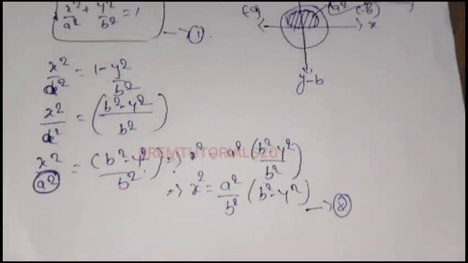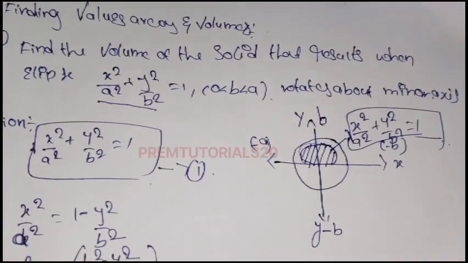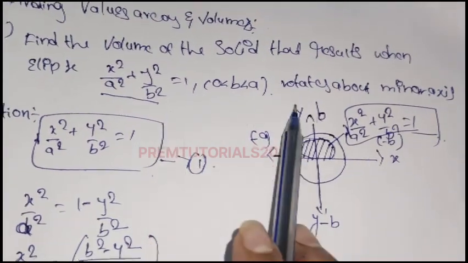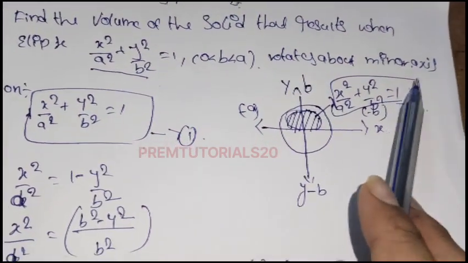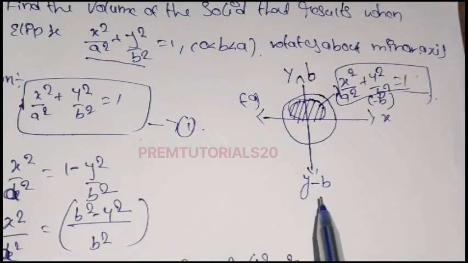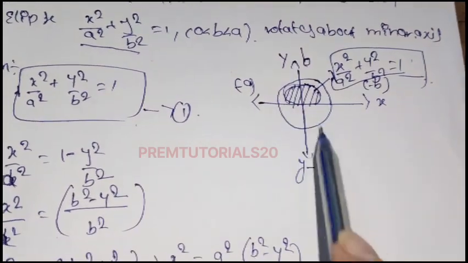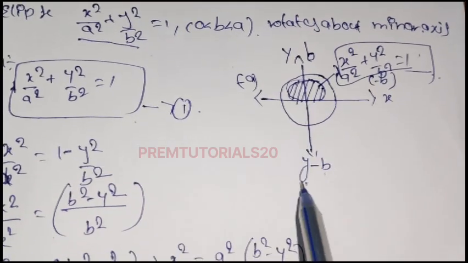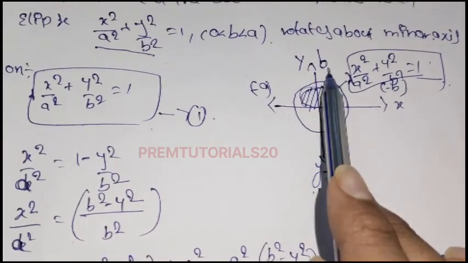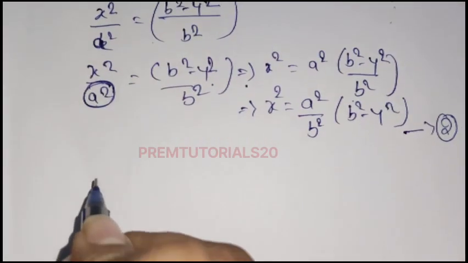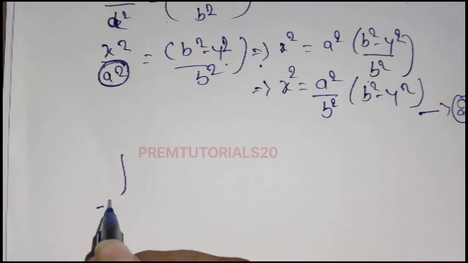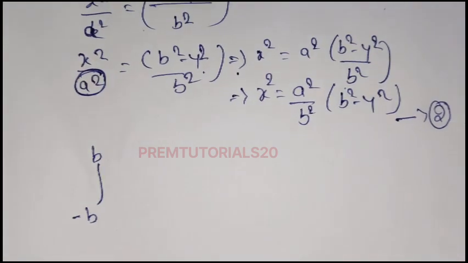Now we already have the hint from the question. What is the hint given? The ellipse rotates about the minor axis. So this is the minor axis. What are the limits for this? y equal to minus b to plus b. So these are the y limits given in the question, minus b to plus b. Now initially we are going to write the limits.